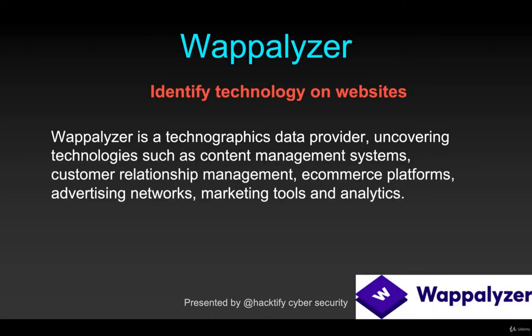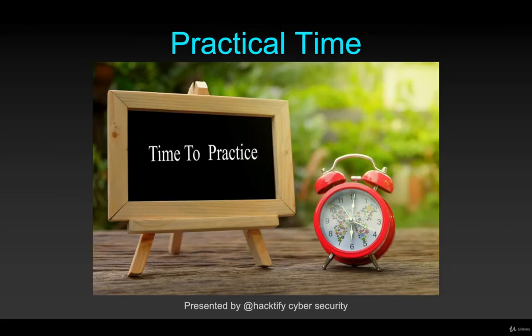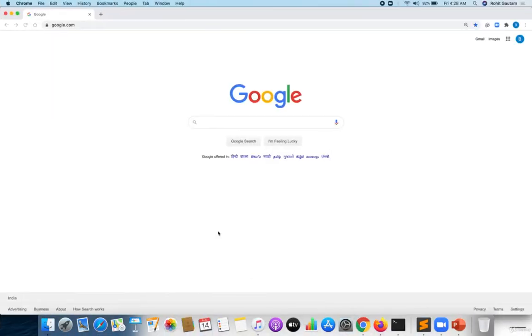So for this, the easiest tool, or you can say an extension, that we are going to use in our browsers is Wappalyzer. Wappalyzer is used to identify the underlying technology on websites. It tells you which technologies, which CMS, what e-commerce platforms, advertising networks, marketing tools, and analytics are being used by that specific target. So let's see the practical and understand how you can install Wappalyzer and utilize it to identify information about your target. Let me go to the browser.